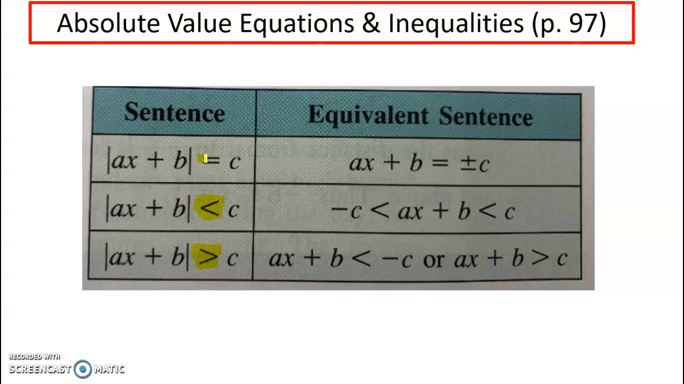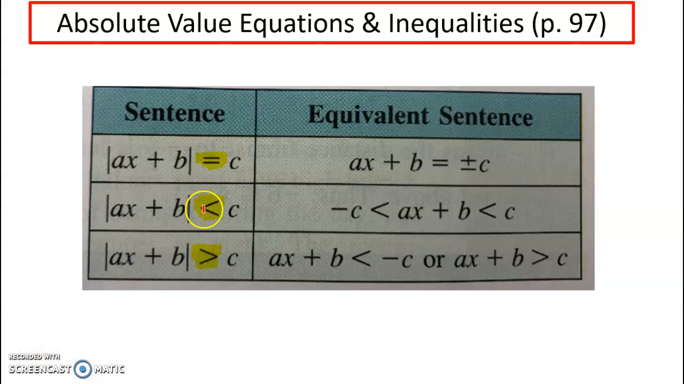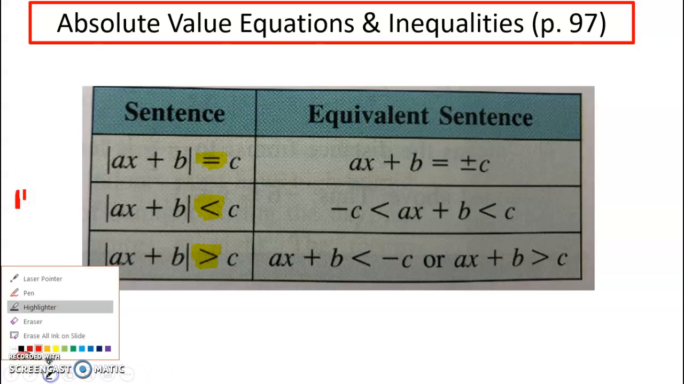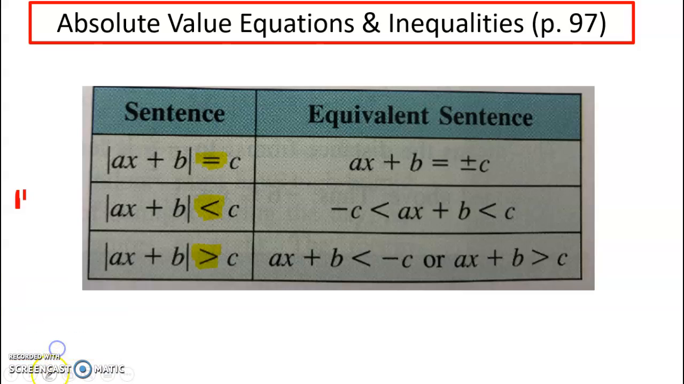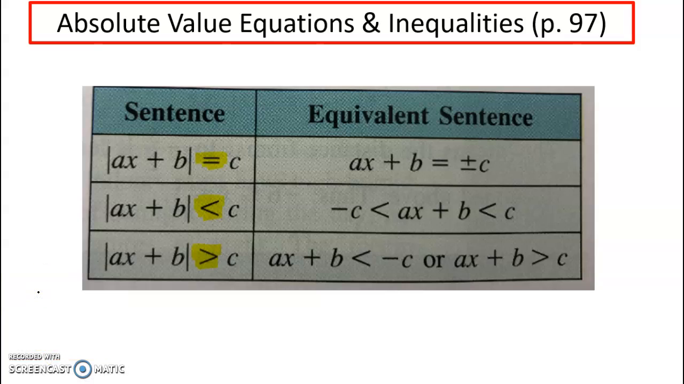So absolute value equations, I have two answers, right? I keep what's inside the same. I set it equal to the positive and the negative of the answer. When you have an absolute value with a less than, go back to this. This is a compound inequality, and it's an AND statement.